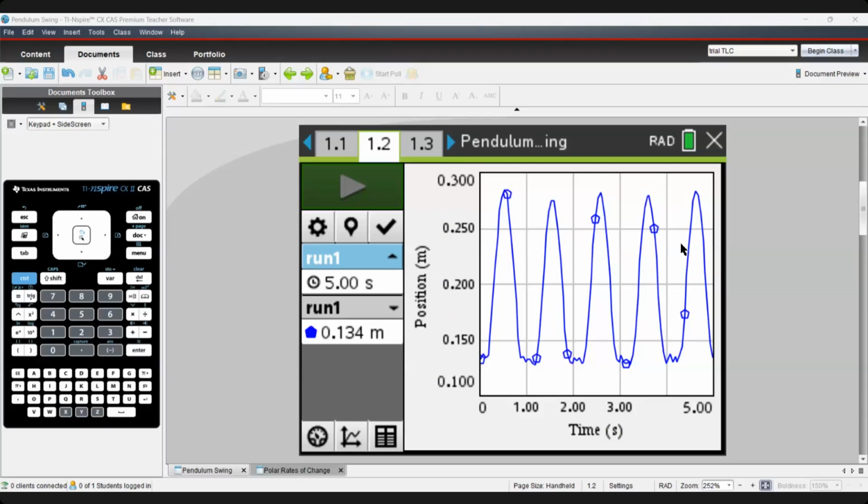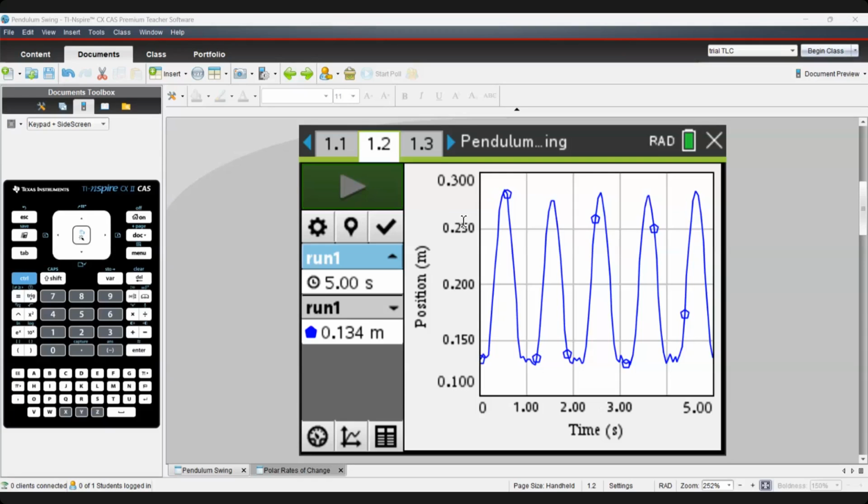Now, if you don't have motion detectors, you could certainly just put in some list of sunset times over the days of the year, or tides from the ocean, things of that sort. So there are lots of different ways of using sinusoidal data.